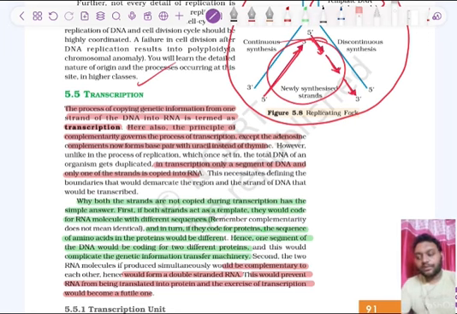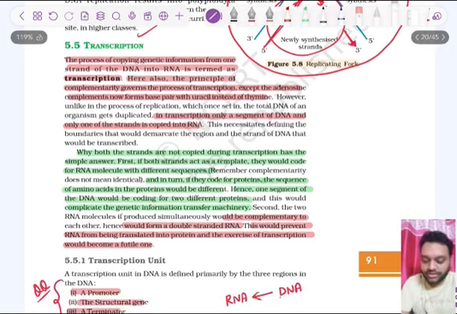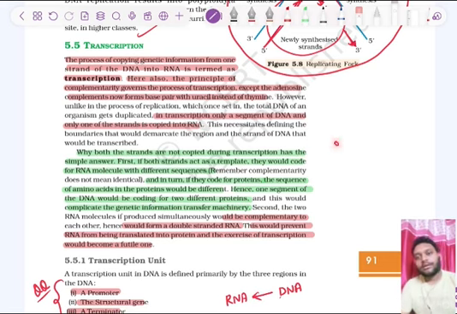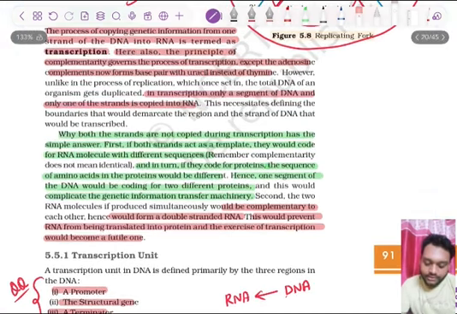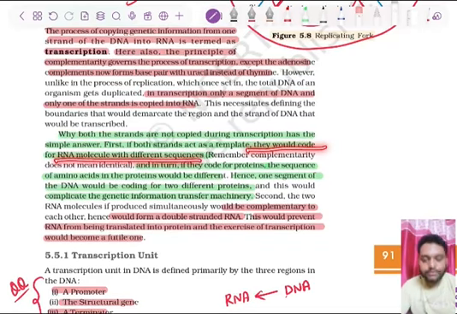We know that in replication we use two strands, but in transcription we use only one strand, that is the main template strand. Why? There are some reasons. Firstly, if both the strands acted as template, they would code for RNA molecules with different sequences, and in turn they would code for proteins, and the sequence of amino acids in the proteins would be different.